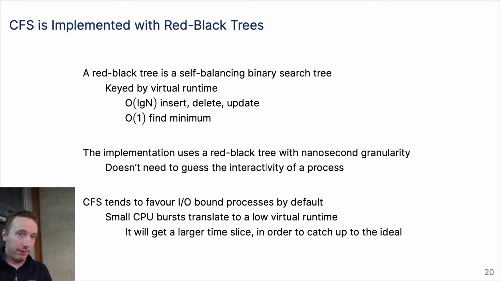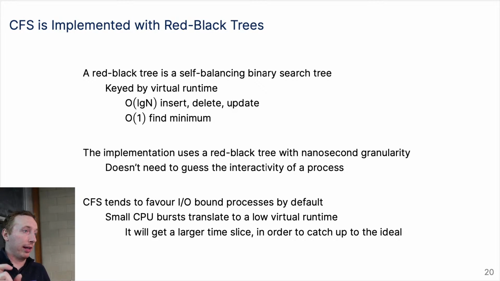So the virtual runtime keeps track of everything at nanosecond level granularity. And that way it doesn't need to guess the interactivity of the process. It just nicely fits in. So it will tend to favor IO-bound processes by default because they essentially have little short bursts of CPU time, which would translate to a low virtual runtime. So they only run for maybe a few microseconds and then give up their time slice voluntarily. So they wouldn't have increased their virtual runtime that much.